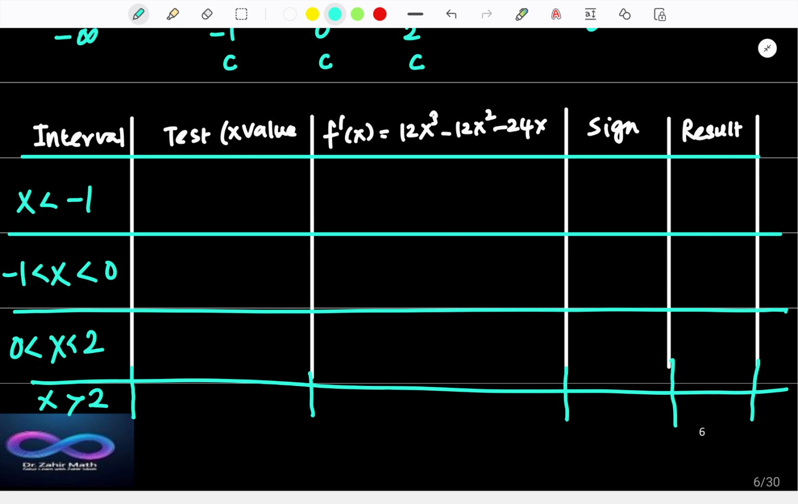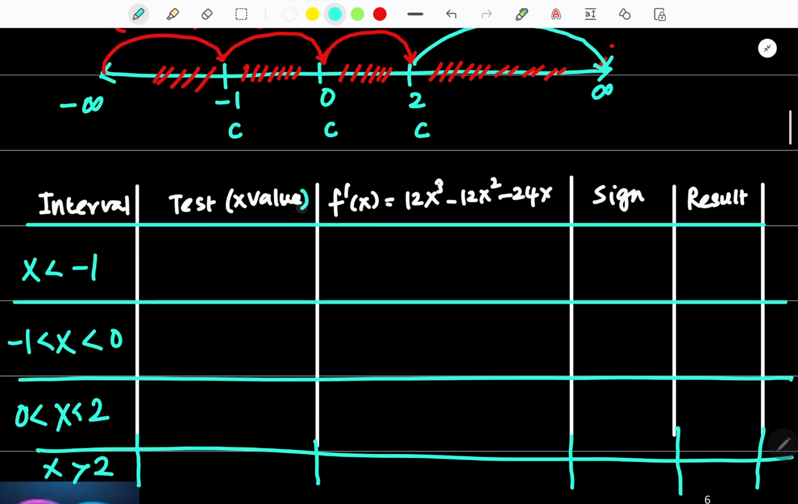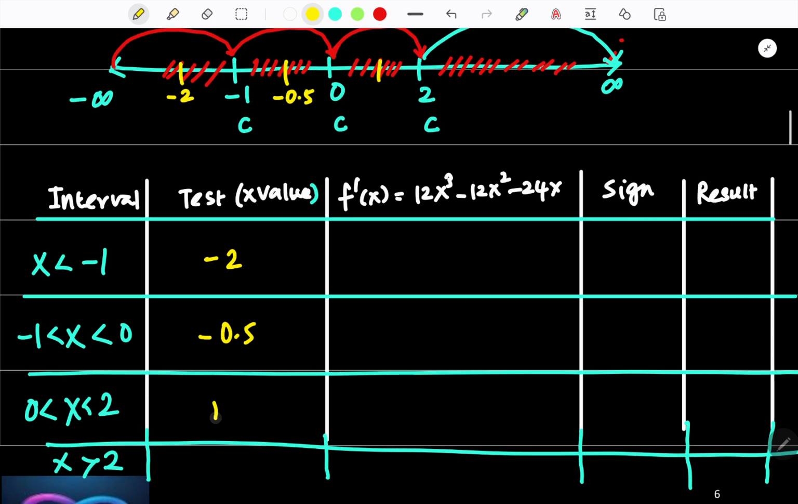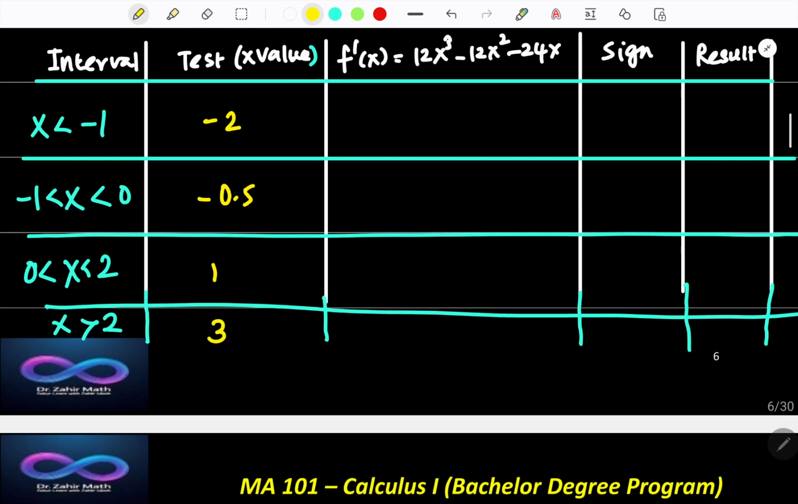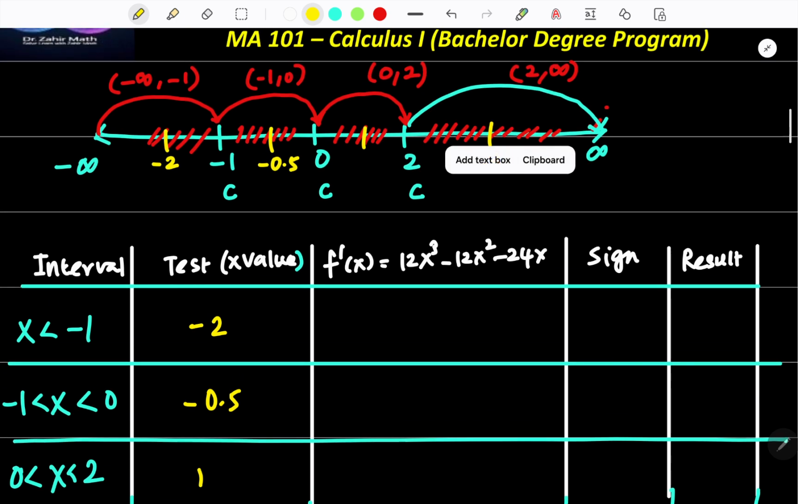Now what are we going to do? We are going to test the value. What do you mean by test the value, teacher? Take minus infinity to -1, you take one value, for example -2. From -1 to 0, I'll take -0.5, any value you can choose. For 0 to 2, let me take an easy value, which is 1. And from 2 onward, I'll take 3. Teacher, if I take 4 or 1.5, will I get the same answer? The answer is different, but the signs are the same.